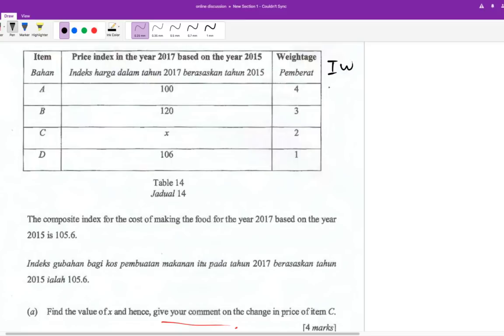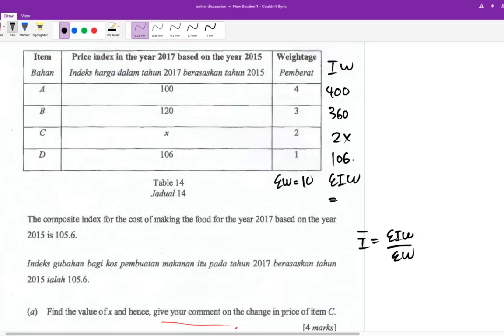That means I multiply them, which is 400. I multiply them, which is 360. I multiply them, which is 2x. I multiply them, which is 106. Just now I said composite index is the sum of index number multiplied by weightage, divided by total weightage. The sum of weightage here is just adding them together, which is 10. For the sum of index number multiplied by weightage, you basically need to add.